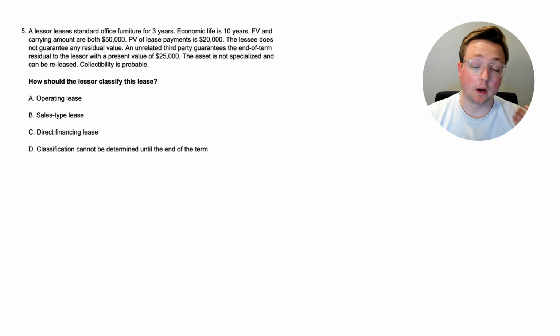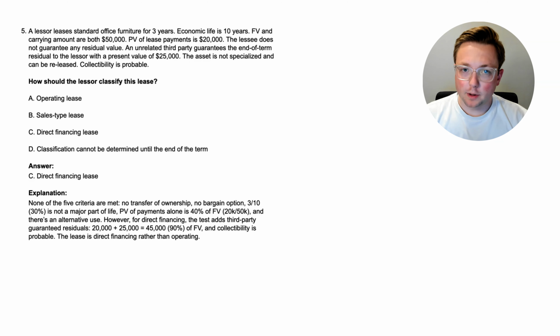So this one sounds quite a bit different than the other 4 as far as what's being said here, but is it going to be a sales type lease again? Or is it finally an operating lease or a direct financing lease? Or can the classification not be determined this time? So think about this, pause the video, think about what we've learned throughout the rest of the video, and when you're ready, come back, we'll look at the answer together. All right, here we are at the answer. C, it's a direct financing lease.